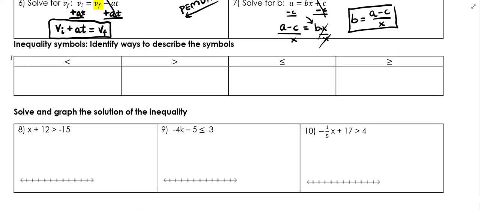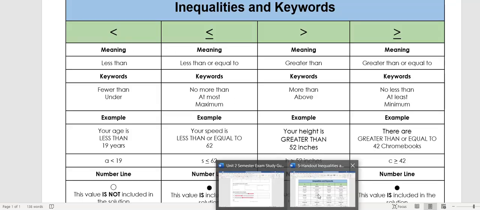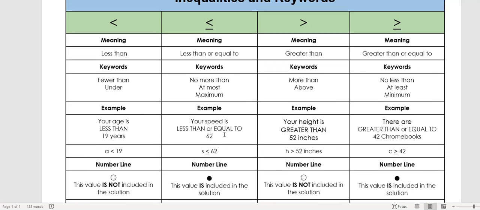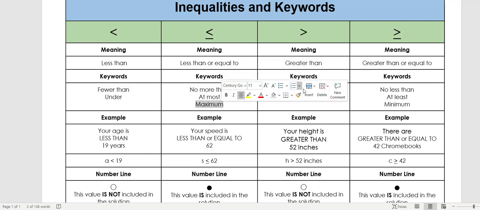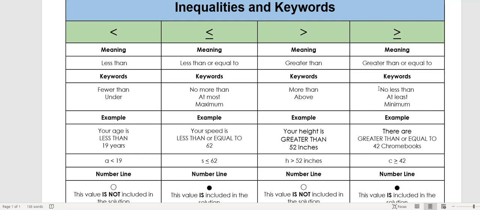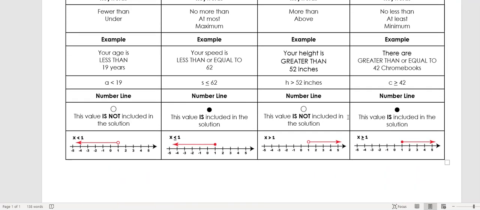All right, so for this next part is your inequality symbols and ways to describe your symbols. I do believe we gave you a handout that looks like this. And it tells you their name, less than or equal to, greater than or equal to. And it also has keywords: fewer than or under, no more than, at most, maximum, more than or above. No less than, at least, minimum. So please make sure that you understand them.